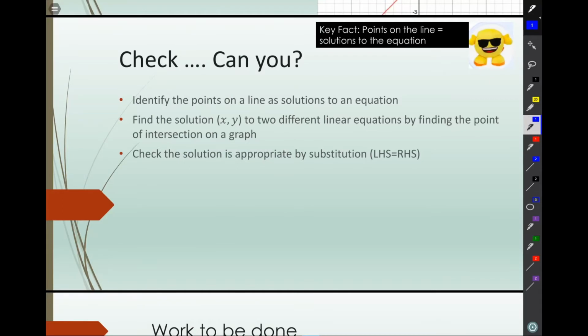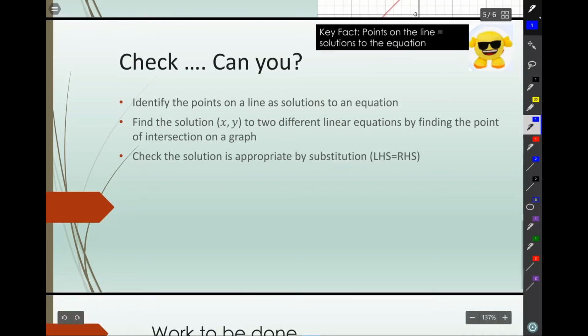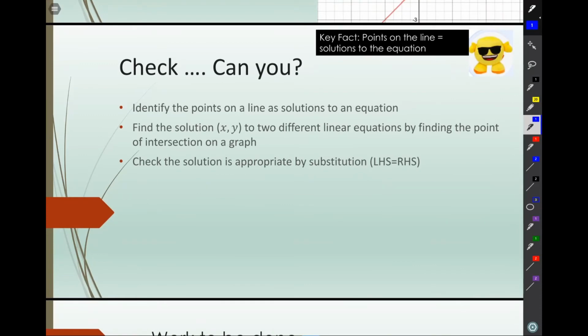Okay, so don't forget, once you've had a go at some of the questions, to come check back in with this success criteria and make sure that you're comfortable with identifying the points on a line as solutions to the equation, and finding the solution to two different graphs at the same time by looking for the point where they cross over, and also making sure your solutions are accurate and appropriate by substituting in and making sure left-hand side equals right-hand side.